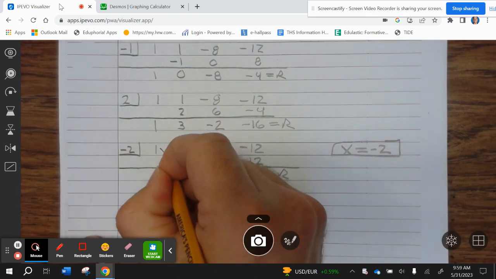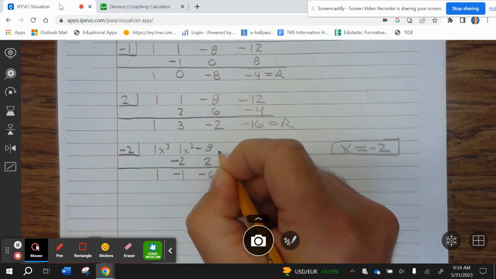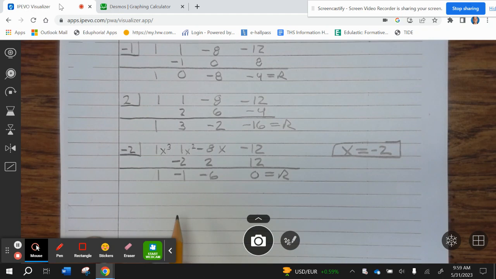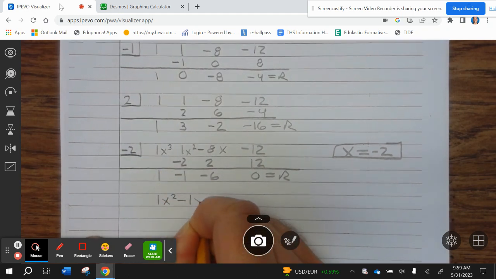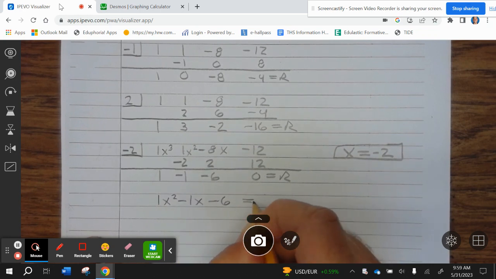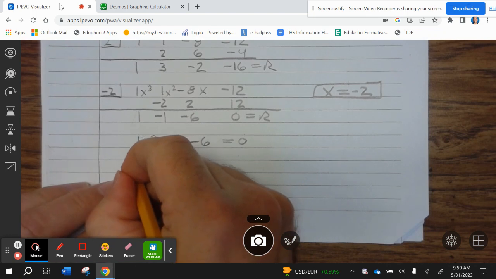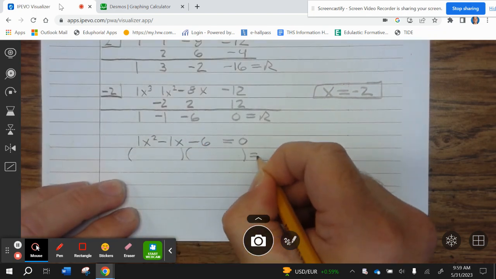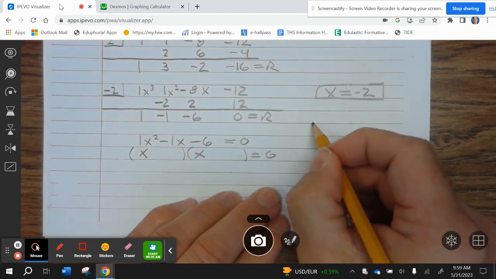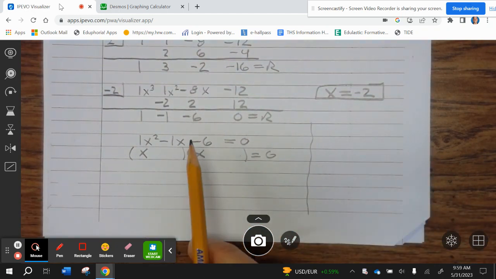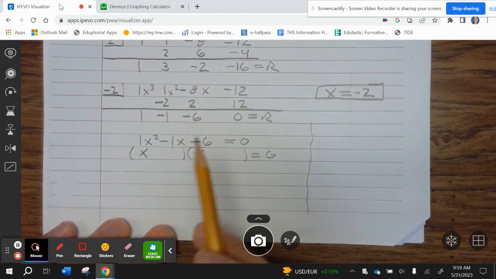This was, remember, x cubed, x squared, and x. So when you divide, the exponents decrease by 1, so this becomes 1x squared minus 1x minus 6, and we're going to set that equal to 0. Now we need to factor. We know x squared is 2 parentheses. We know that x and x makes x squared. Now we need to find a combination that multiplies to give you -6 combined to be -1. Since the middle number is negative, the bigger number is negative.